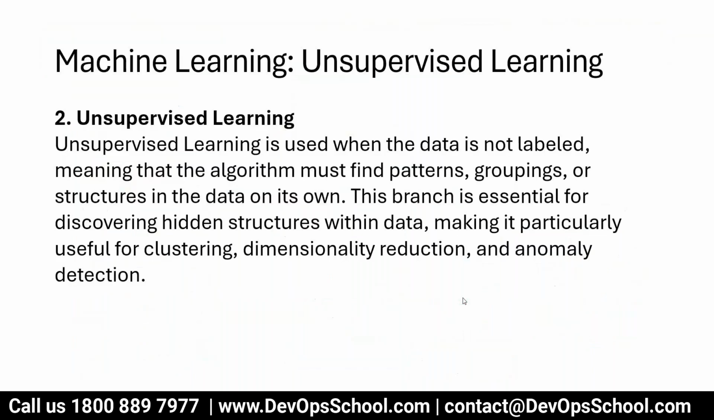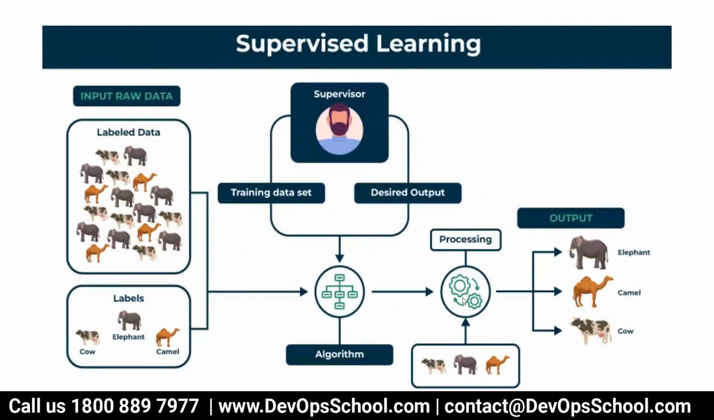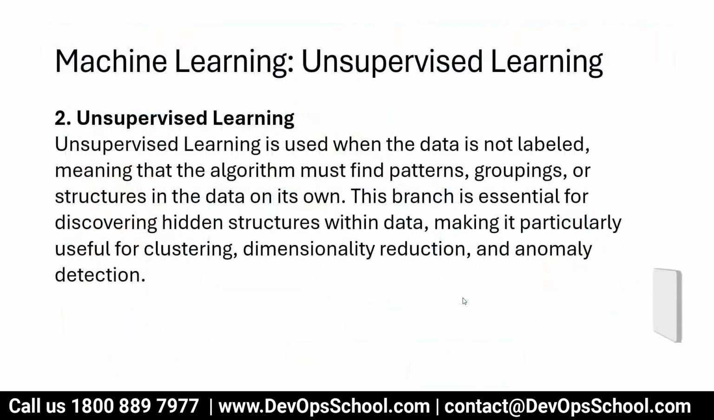So please remember that. But there is one more branch of machine learning, which is unsupervised learning. Unsupervised learning is used on data which is not labeled. Here, all the data, if you see, is labeled, whether it's a cow, elephant, or camel, but unsupervised learning is not labeled actually. So unsupervised learning is used when the data is not labeled, meaning that the algorithm must find patterns, groupings, or structure in the data on its own.